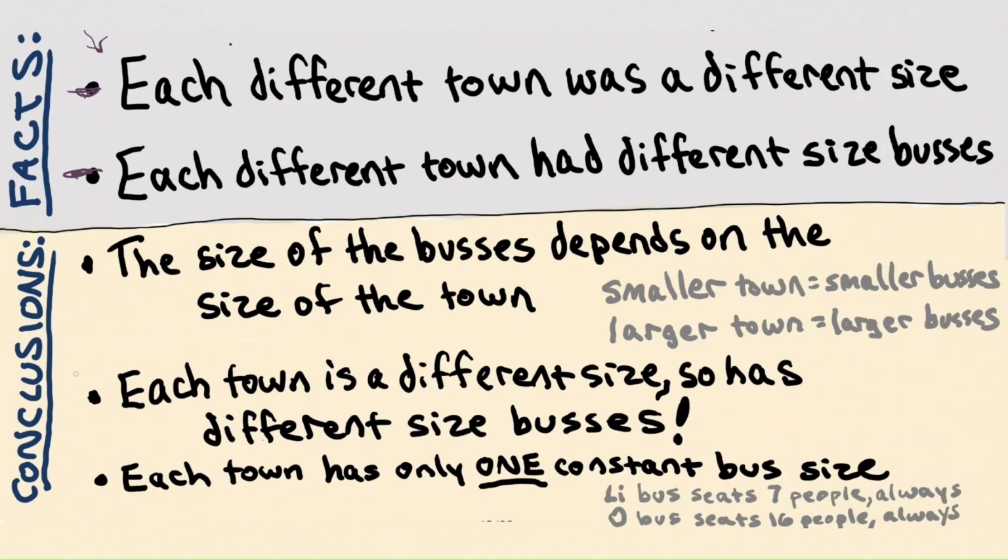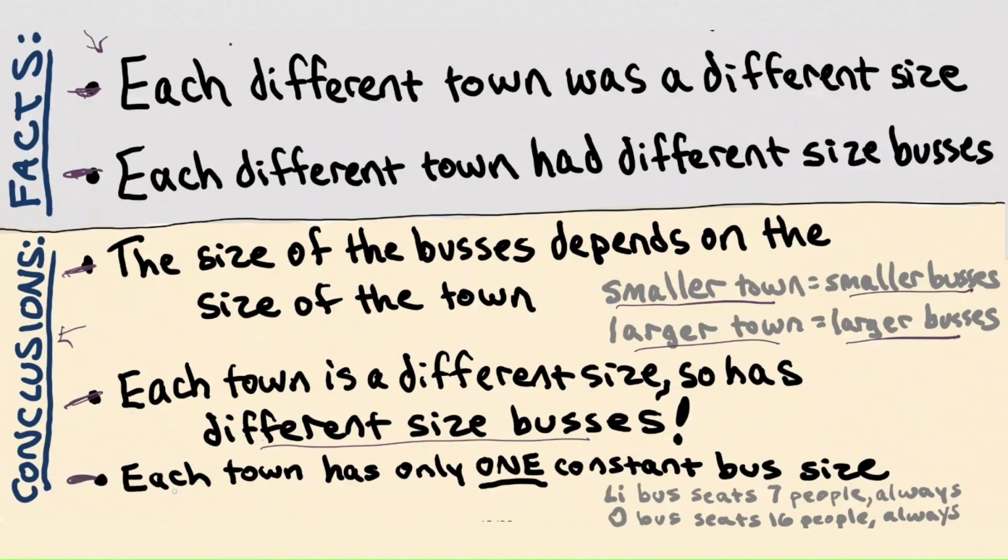So the conclusions that you can draw is, one, the size of the buses depends on the size of the town. So the smaller the town, the smaller the bus. Larger the town, larger the bus. And each town is a different size, right? One's small, one's medium, one's large. So each has a different size bus, right?